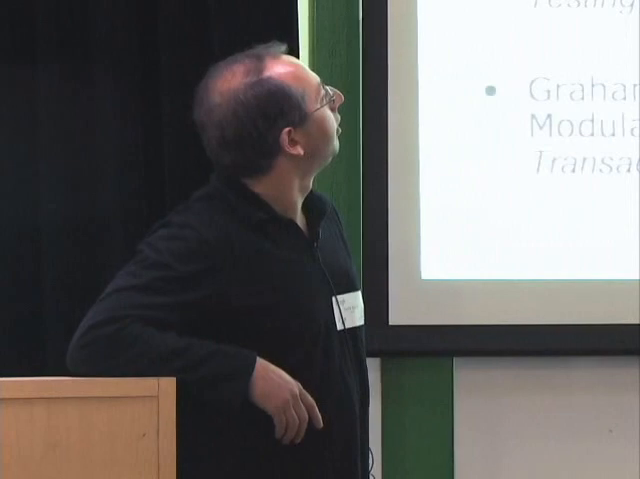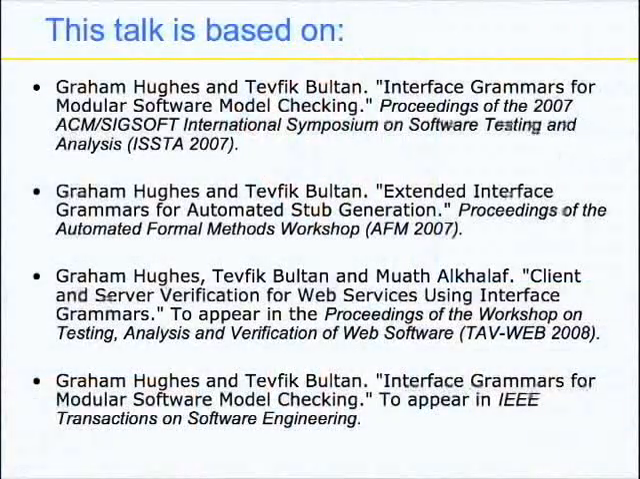The talk is based on these papers. I'm not showing these to advertise our papers. Well, actually, partly I'm doing it to advertise our papers, but this is mainly the work of Graham Hughes, my PhD student. The work is based on his dissertation. As you see, he's the first author on all these papers. So hopefully he's going to finish his dissertation this summer.